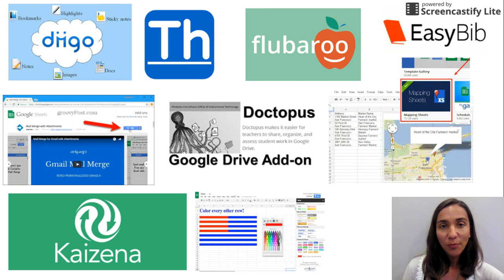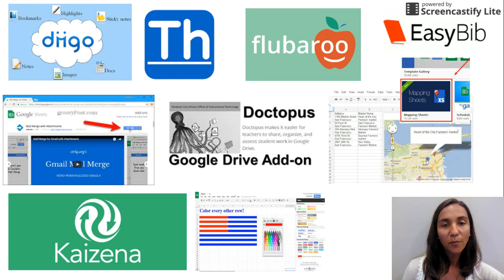The TH at the top would be a thesaurus. So we would want to use that when we're writing a paper in Google Docs. The one to the right of that, Flubaroo, helps with self-grading. So we would use that with Forms and Sheets. If you look down towards the bottom, you'll see a sheet that has many colors on it. So if I wanted to organize my information in Google Sheets better, I might use that one.